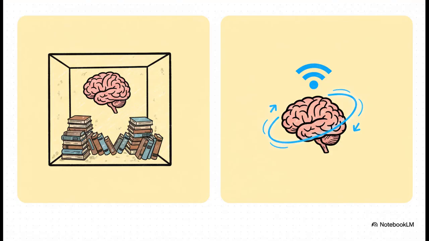This visualizes the difference perfectly. An LLM on its own is like a brilliant scholar locked in a library, but all the books are a few years old. But an LLM that's empowered by an agent, that's the same scholar with a high-speed internet connection. The difference in what they can do is just night and day.